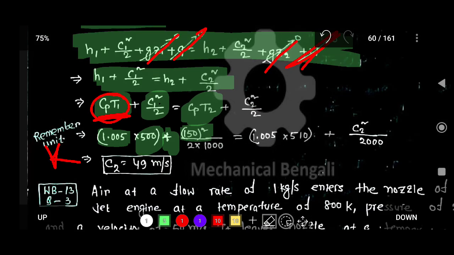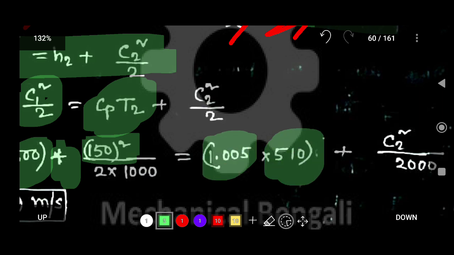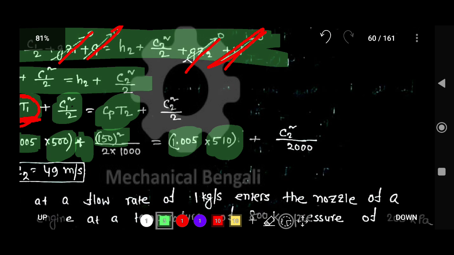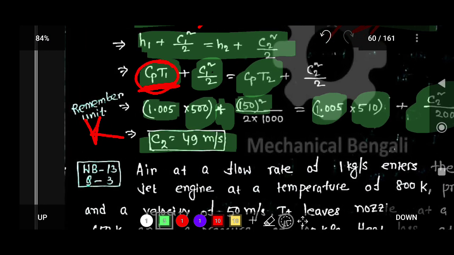Okay, now Cp at T2 equals 1, Cp value 1.005 into T2. What is the value of T2? That is 510 plus C1 square by 2. You have to find out the value of C2. Sorry, C2. That means you can find out this V2 value. V2 square by 2000, because it is in kilo. So from here you can get this data: C2 is equal to 49 meter per second.